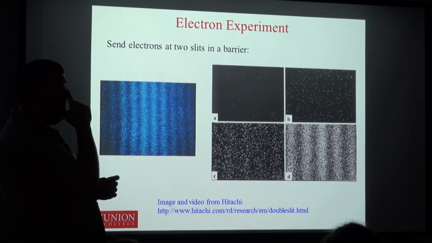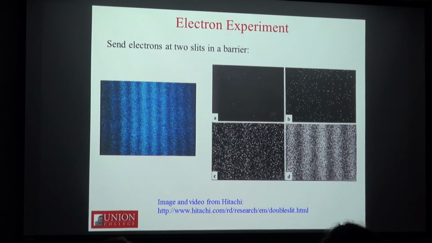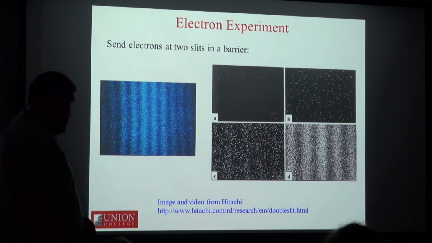And that's just a general result. What determines whether you have a bright spot or a dark spot is the difference between the lengths of the paths they take to get there from the two different slits. They're exactly the same in the center, and that gives you a bright spot.